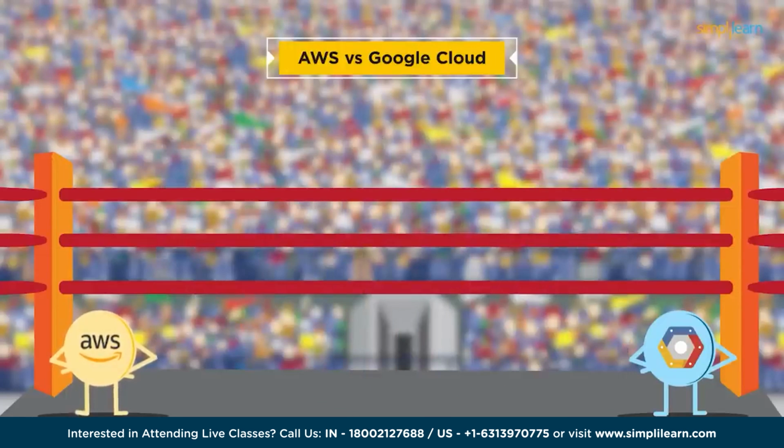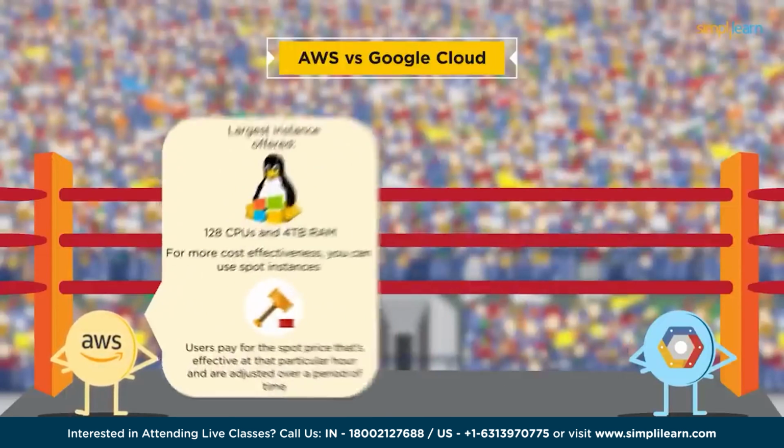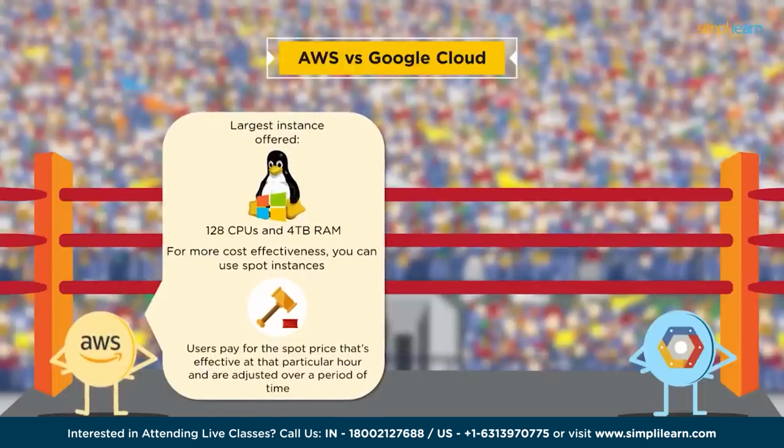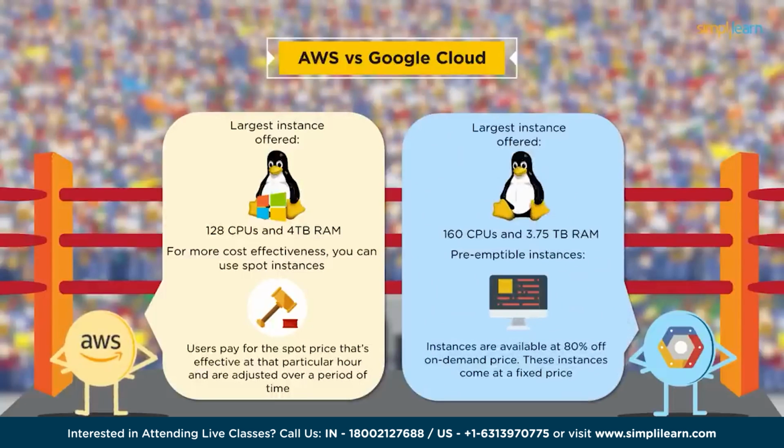Now let's talk about how you can configure instances. With AWS, the largest instance that's offered is of 128 CPUs and 4 TBs of RAM. Now, other than the on-demand method, like I mentioned before, you can also use spot instances. Now, these are for situations where your application is more fault tolerant and can handle an interruption. Now, you pay for the spot price, which is effective at a particular hour. Now, these spot prices do fluctuate, but are adjusted over a period of time. The largest instance offered with Google Cloud is 160 CPUs and 3.75 TBs RAM.